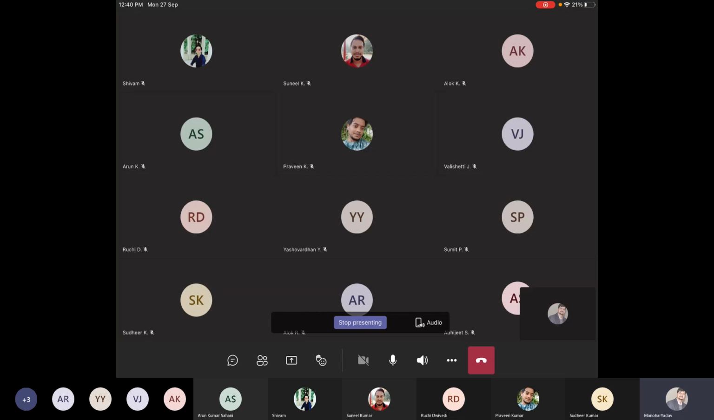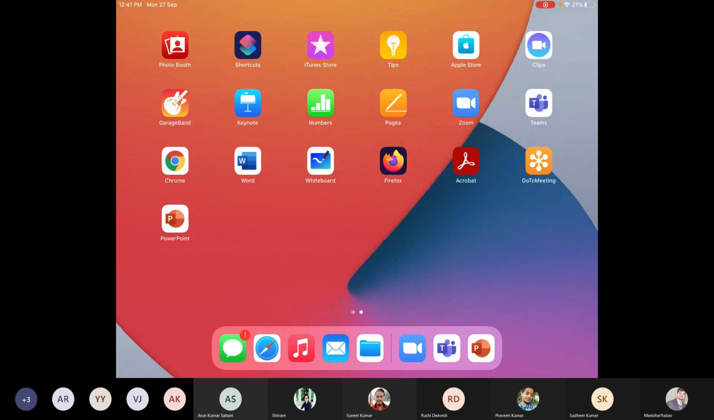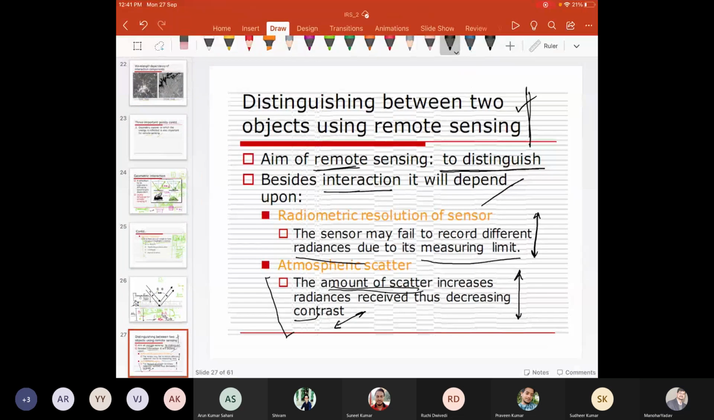Shivam, could you please unmute? Yes, sir. What do you mean by this second point? When we are going to distinguish between two objects in the image, what is the role of atmospheric scatter? First, tell me what do you mean by atmospheric scatter? What do you know about it?